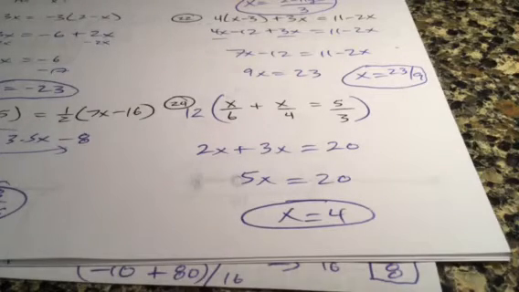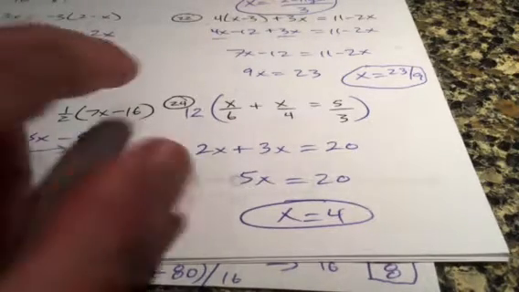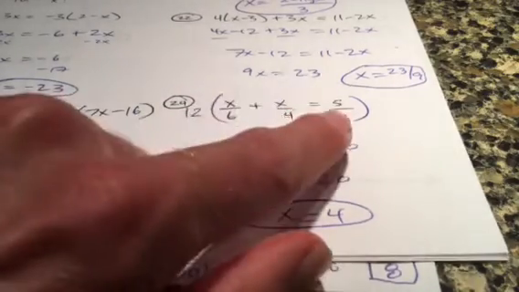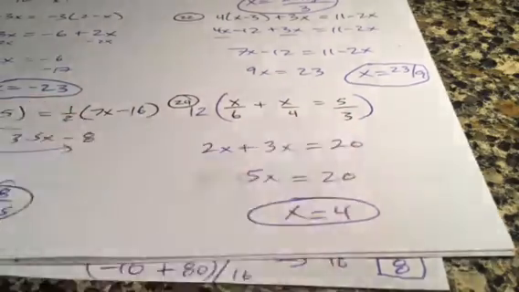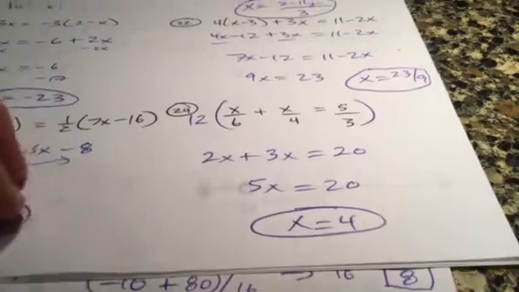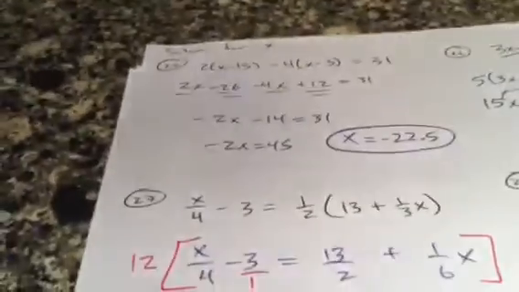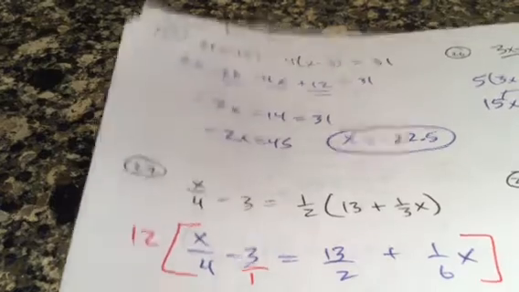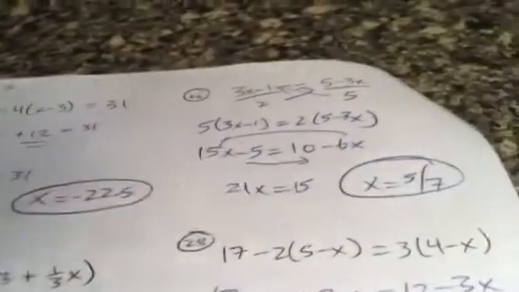Lowest common denominator of 6, 4, and 3 is 12. Then you're going to do 12 divided by 6, that's 2x. 12 divided by 4, that's 3x. 12 times 5 is 60, divided by 3 is 20. You get 5x is 20, x is 4. Take a look at number 25, folks. Negative times a negative is a positive 12. 2x minus 4x is a negative 2x. All right, so you're going to get negative 22.5.